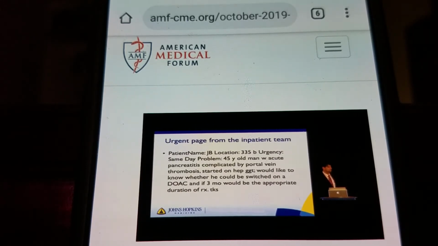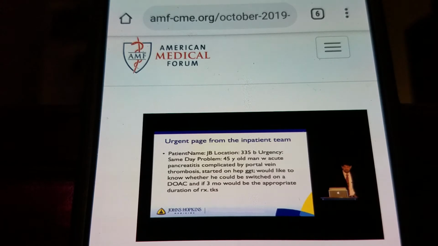We'll start off with a page that I got. This is, I think, a little over a year ago. This is a 45-year-old man with acute alcoholic pancreatitis, complicated by a portal vein thrombosis, who has been started on a heparin drip. And the team is asking for a heme consult, whether he could be switched to a DOAC, and if 3 months would be the appropriate duration of treatment.